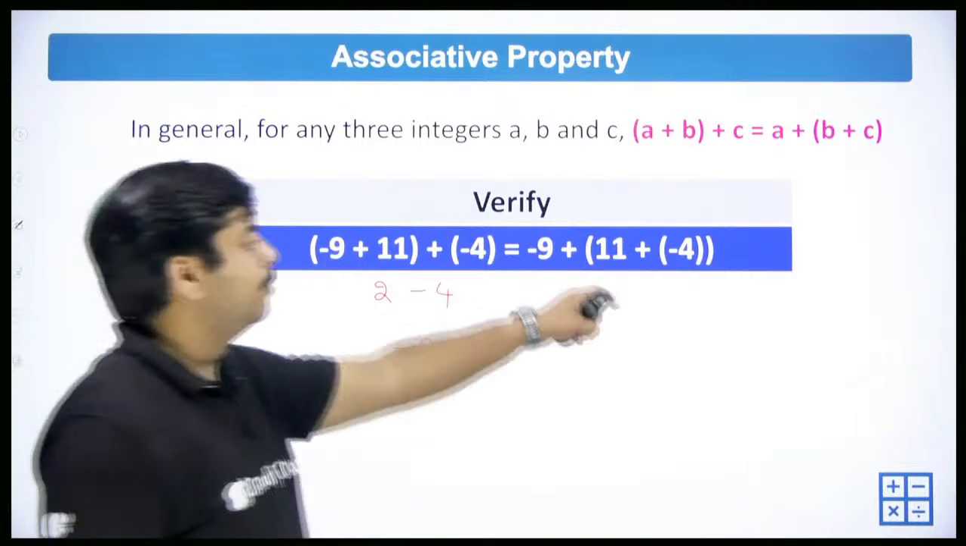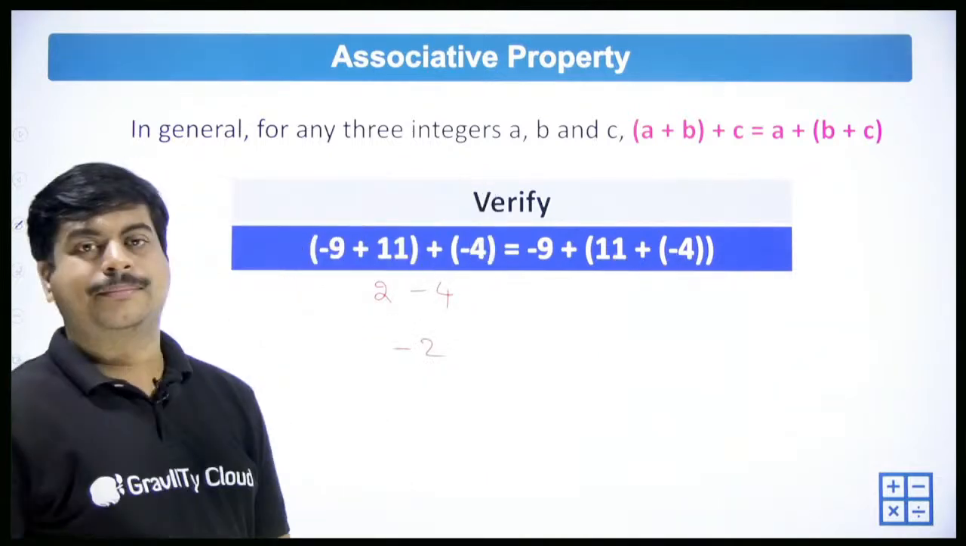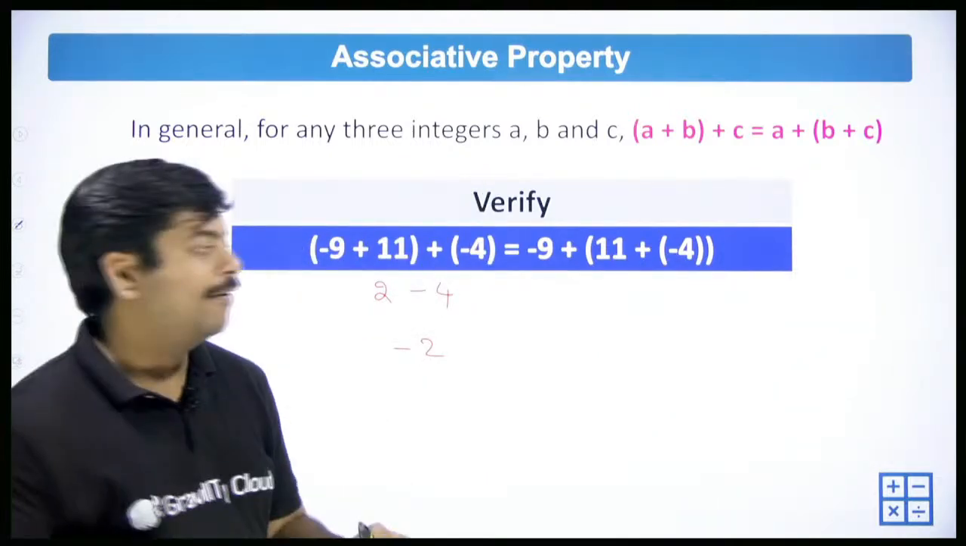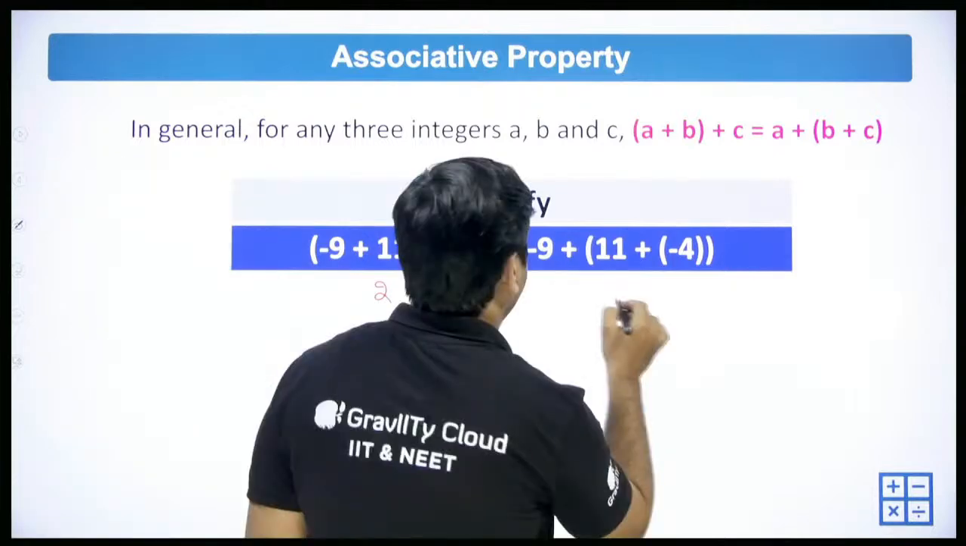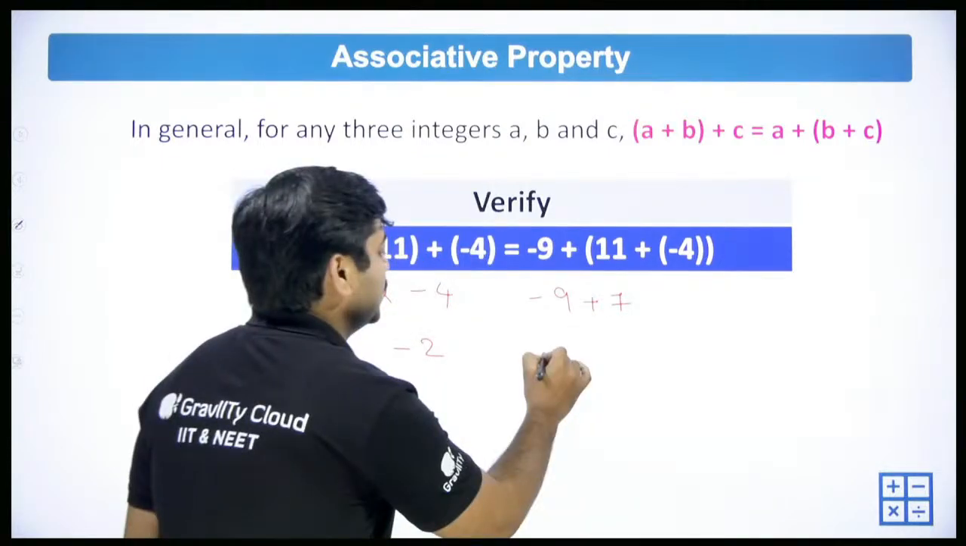What about the other one? First of all, let us discuss 11 minus 4. How much is 11 minus 4? 7. 11 minus 4 is 7. So what we are getting is minus 9 plus 7. What is minus 9 plus 7? It is minus 2. So are these two the same? Yes, these two are equal.